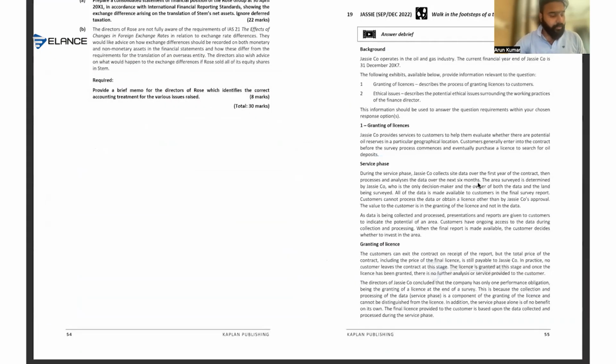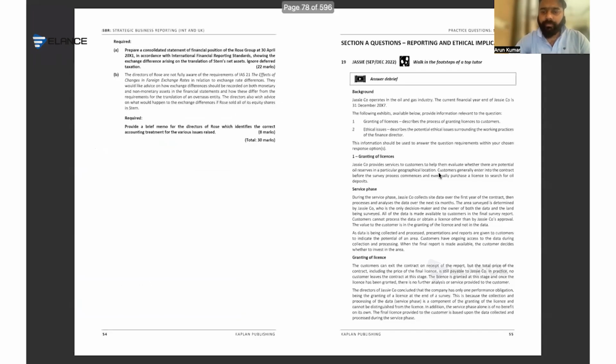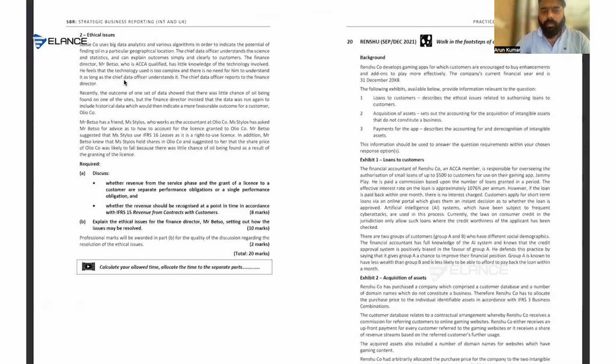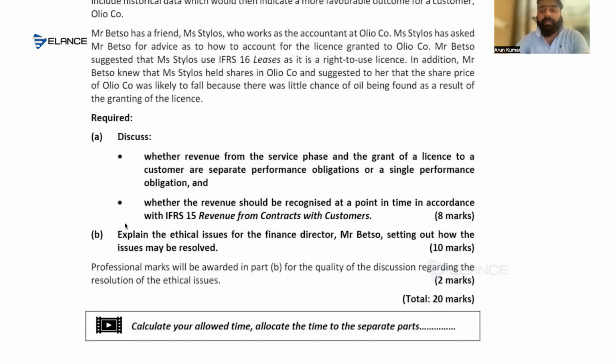Can you see the question here? So here there is an introduction. Apart from that, there is a service phase and the granting of license phase. Okay, so we have to understand the ethical issues as well. Fine. The first question asks you to discuss whether the revenue from the service phase and the grant of license to a customer are two separate performance obligations, or is this a single performance obligation? So which standard is going to get tested here? IFRS 15. IFRS 15 is a very important standard.